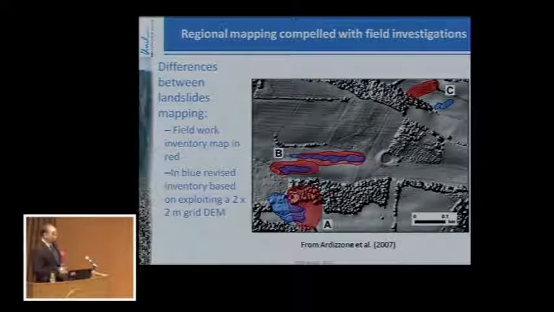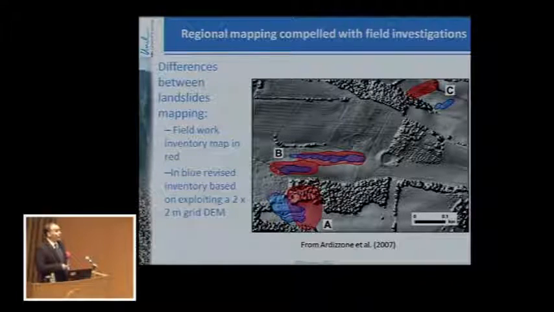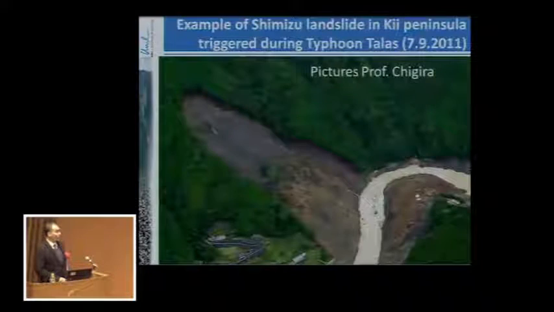Now, what are the improvements you also get from that new type of DM? It is here a little shade. You see in red the former inventory that has been made by the group of Guzzetti in Italy, and you see that this was made based on aerial photographs, and then this is the new interpretation based on the LiDAR DM, which improved the location and the hazard mapping.